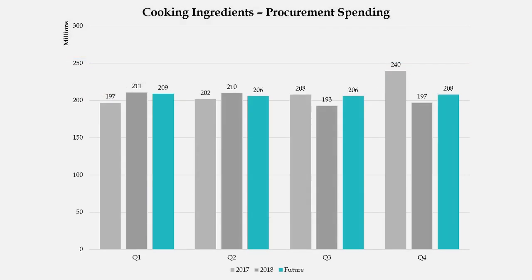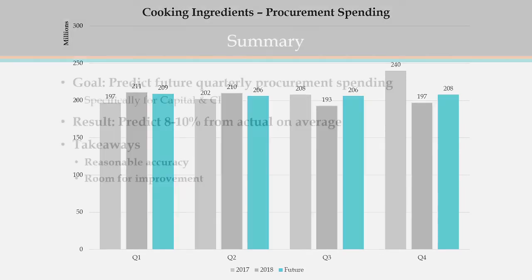We were able to apply the model to the cooking ingredients department using numbers from 2017 and 2018 to show its predictive power. We can see that the predicted future spend for cooking ingredients would be $209 million in quarter 1, $206 million in quarter 2, $206 million in quarter 3, and $208 million in quarter 4. Keep in mind the average 8% accuracy for cooking ingredients.